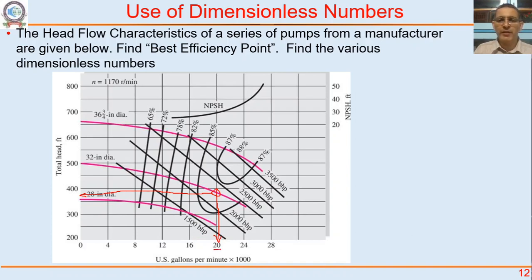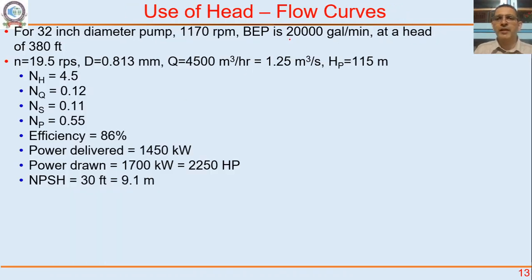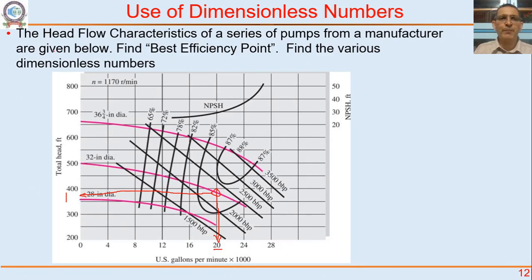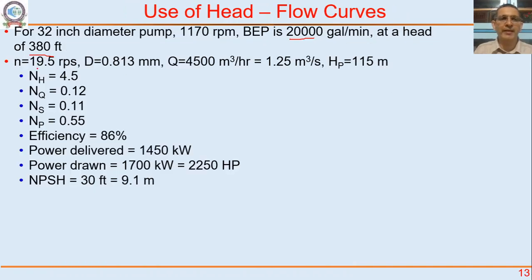Best efficiency point is 20,000 gallons per minute and a head of something like 380 feet. So 20,000 gallons per minute and 380 feet. Speed is 1170 rpm. Now convert that to revolutions per second. Divide by 60. Impeller diameter is 32 inch. Convert that to meters. Oops, this should be 0.813 meters, not millimeters.